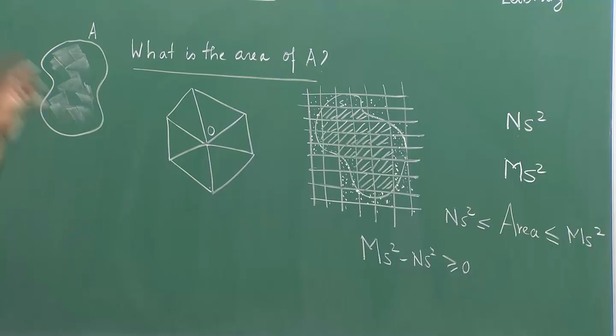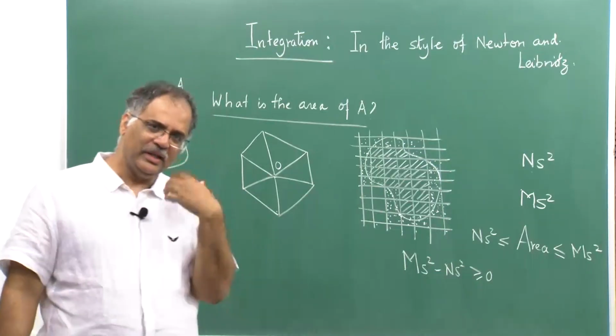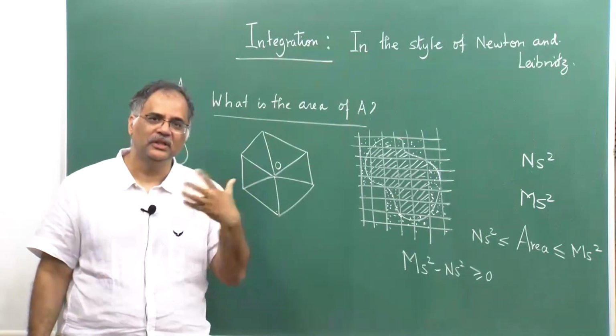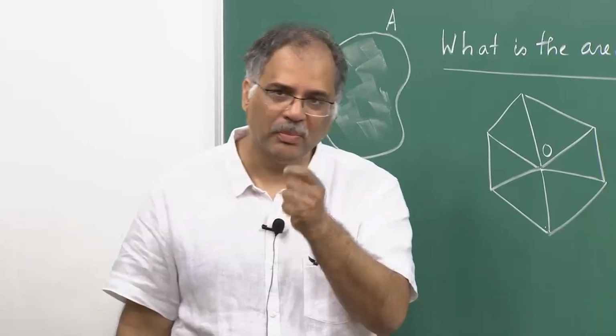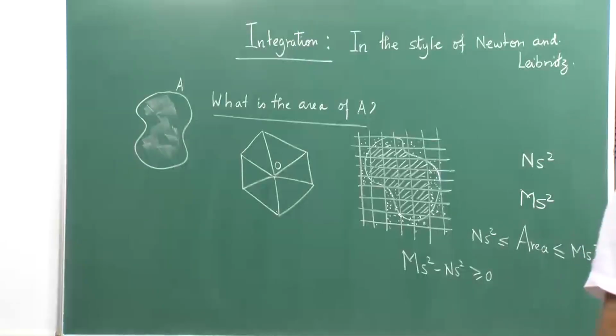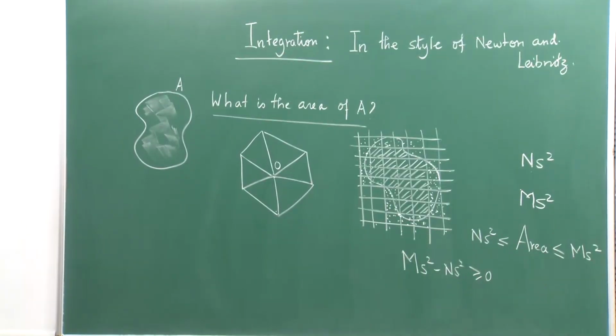By the way, this concept is what Archimedes used to find the area of the circle and hence also the number pi, right. So, we are not going to, maybe we can discuss a bit about that if you wish.